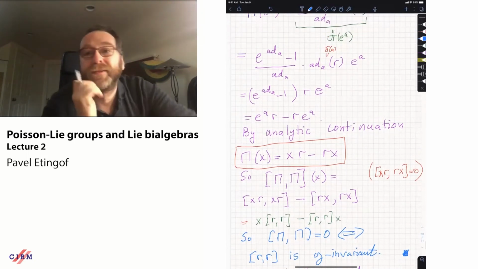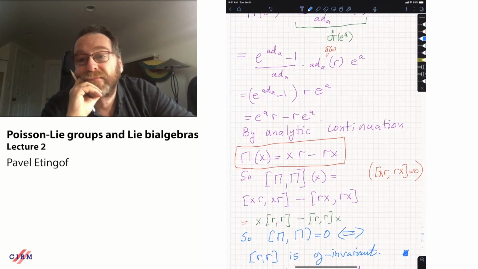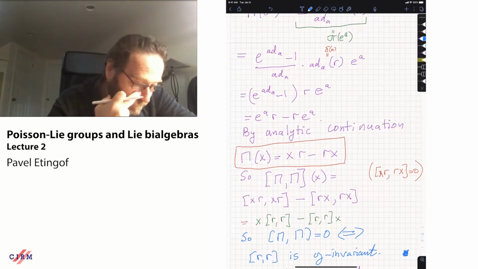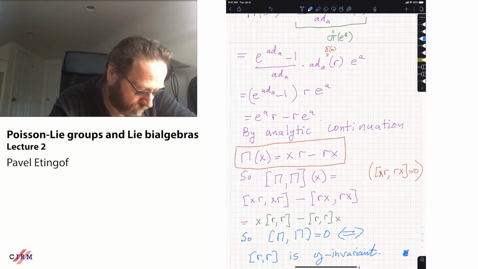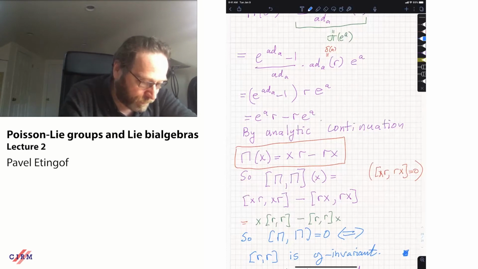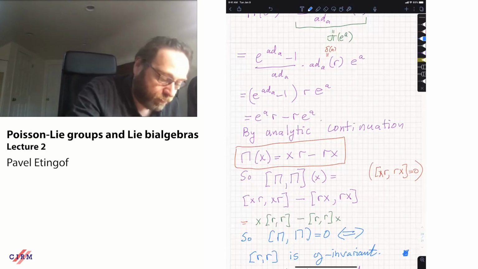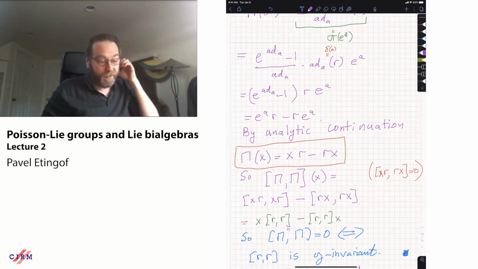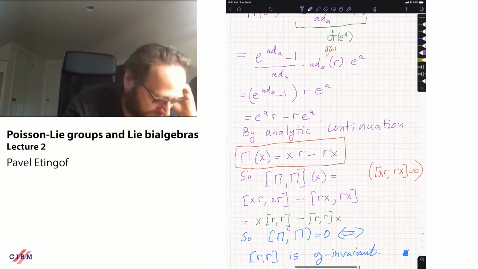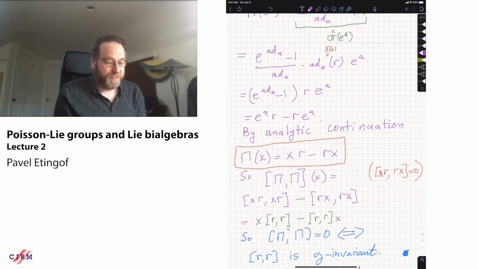So any questions up to this point? Sorry, if pi bracket pi is 0, how do you deduce that r bracket r is 0? So pi bracket pi is equal to x times rr minus rrx. And so if it's 0, this means xrr minus rrx is 0. And this means that rr is invariant with respect to adjoint action. So it's G invariant. Yeah, thanks, I was confused. Thanks.